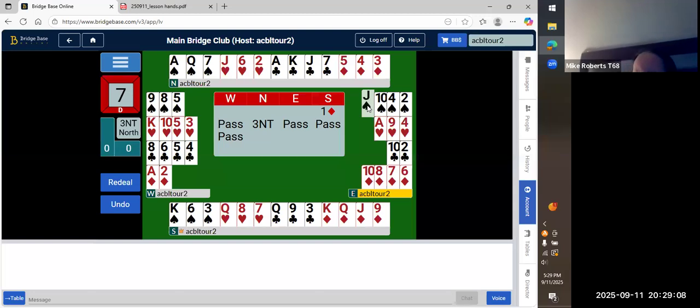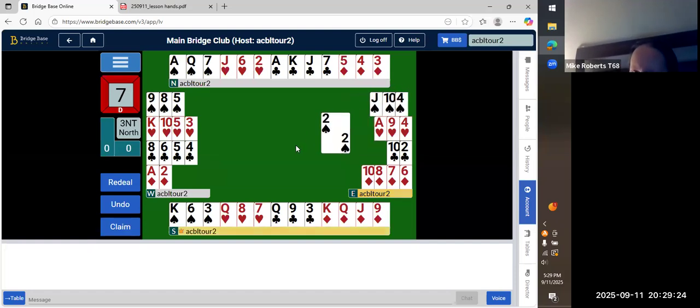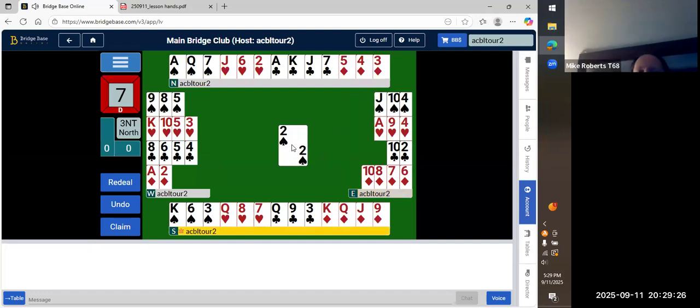You lead from two connecting honors against a suit contract because the goal is to set up your high card tricks in the suit. But against no trump, you really want to have three cards that are connected before you lead a sequence. So here you'd lead the two of spades.